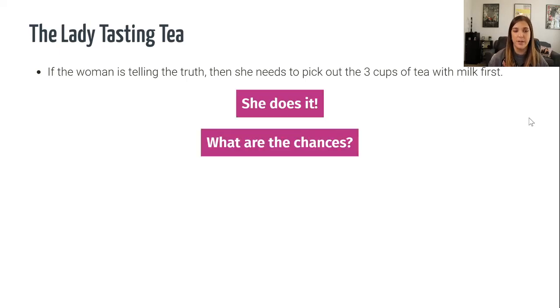And she actually does it, okay? So what are the chances that she just guessed? This is basically where the randomization inference comes in. How likely or unlikely is it that she actually did not know? So basically we're under the null assumption that she doesn't know. There's no effect. What are the chances that she just guessed this allocation?